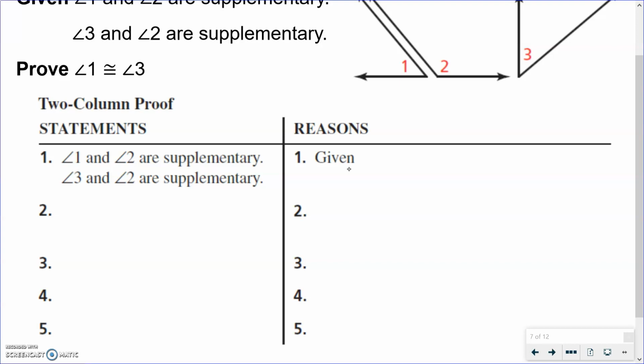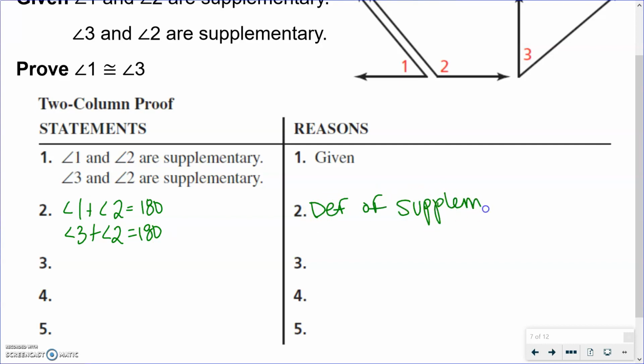Okay? So first thing we're going to write here is angle 1 plus angle 2 equals 180 degrees, and angle 3 plus angle 2 equals 180 degrees. And the definition of supplementary is our reason there. And that's because we can say that when you add those two angles together, they equal 180 because they are supplementary. Okay? So if we didn't know they were supplementary, we wouldn't be able to make that statement.